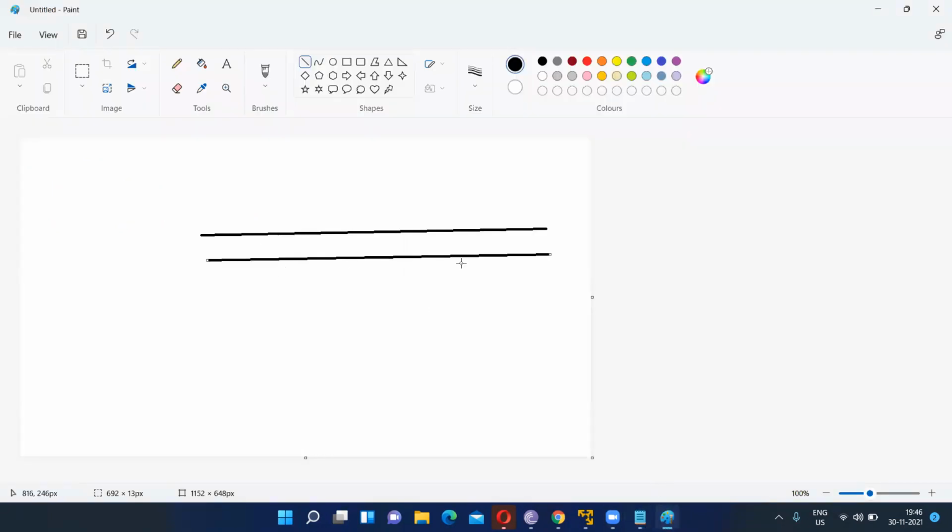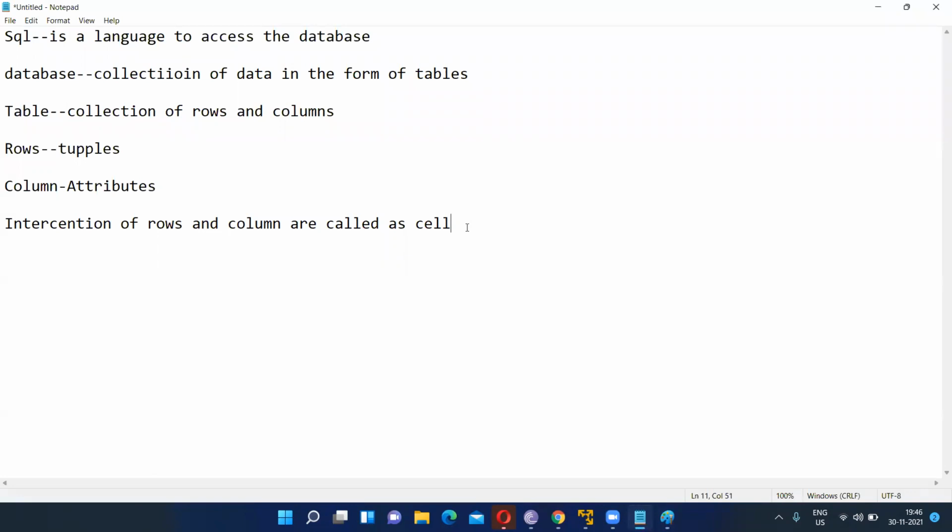Suppose this is a row, and this is a column. Columns are vertical, rows are horizontal, and whichever portion where the rows and columns meet, this square, is called a cell. So what is a cell? It is the intersection of rows and columns.